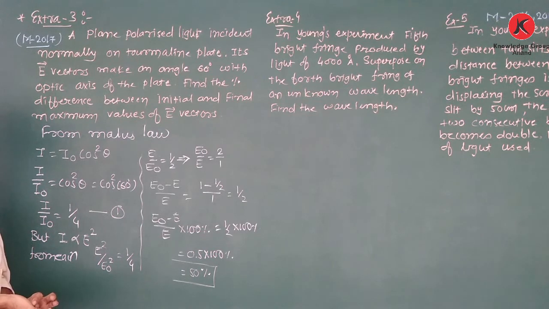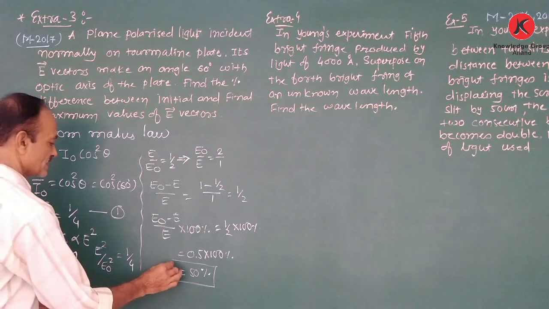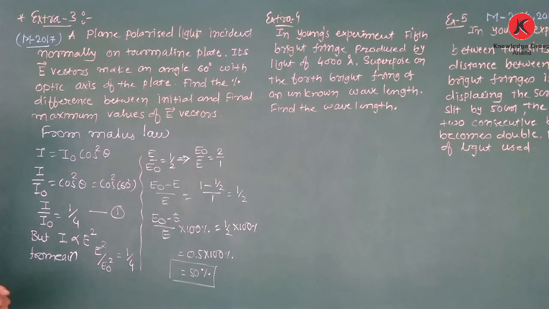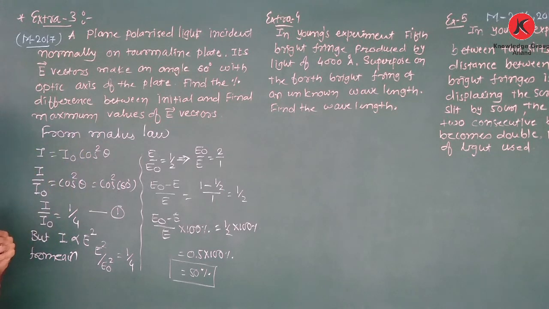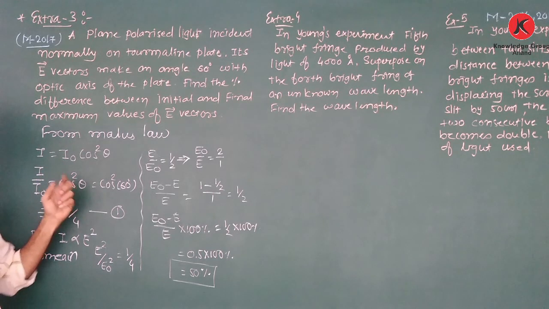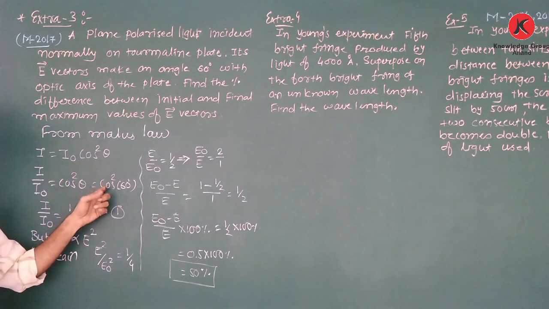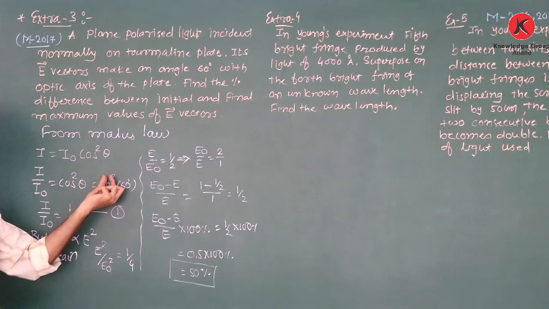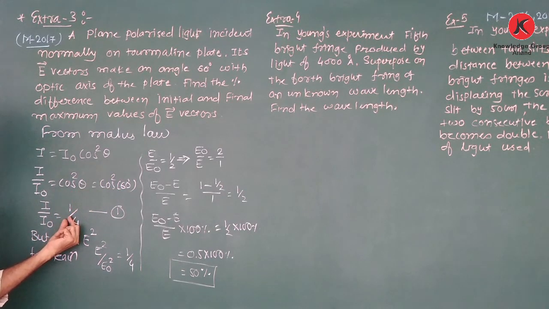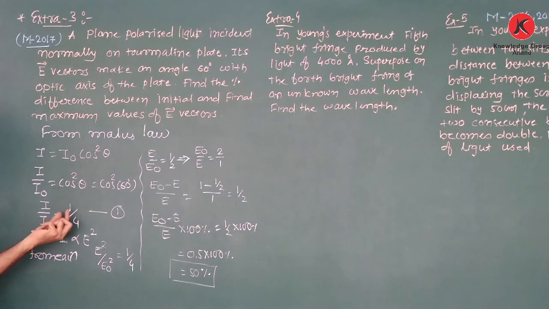E0 minus E upon E. So there is our answer, the percentage difference. Again, from Malus law, I is equal to I0 cos square theta. Taking the ratio of the intensities, I upon I0 is equal to cos square theta. Theta is given as 60 degrees. Therefore, cos square 60. Cos 60 is equal to 1 by 2 and the square of this is 1 by 4. I upon I0 is equal to 1 by 4.